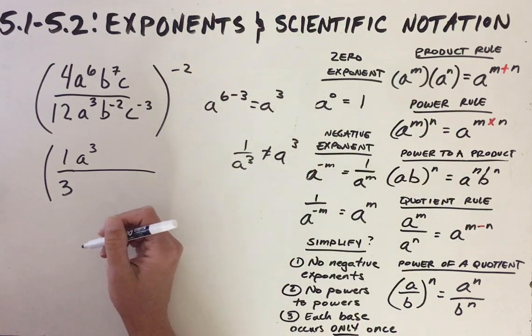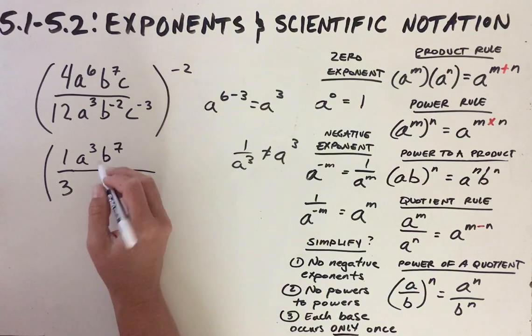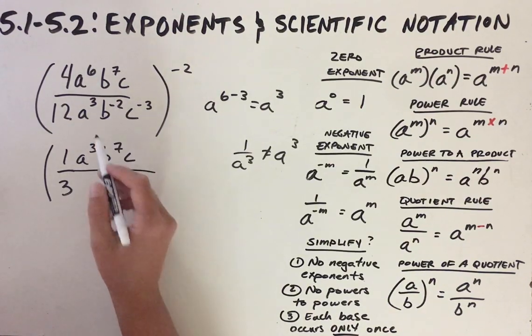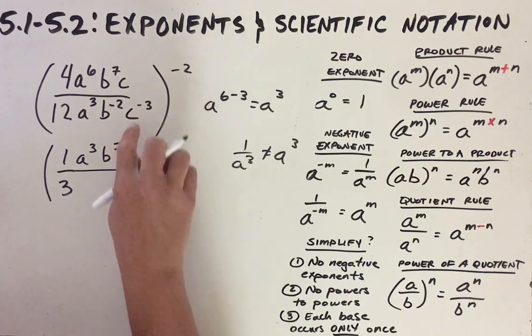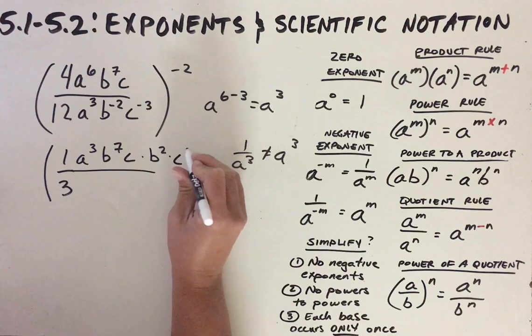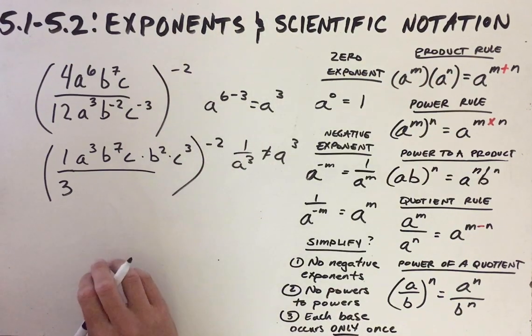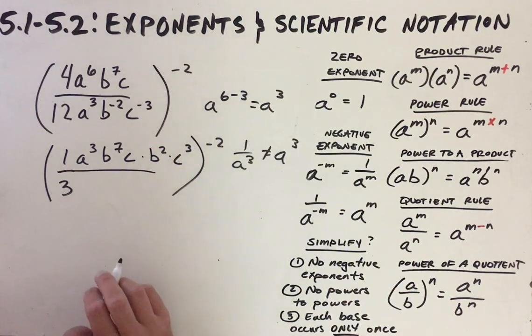Okay, so this b to the 7th, it's gonna stay upstairs. And the c is going to stay upstairs, but this b right here, he's being naughty and he needs to go upstairs. So his exponent is going to become positive, and same with this c. He's being naughty, so he's going to go upstairs as well. So this is kind of crazy. So what do we have?